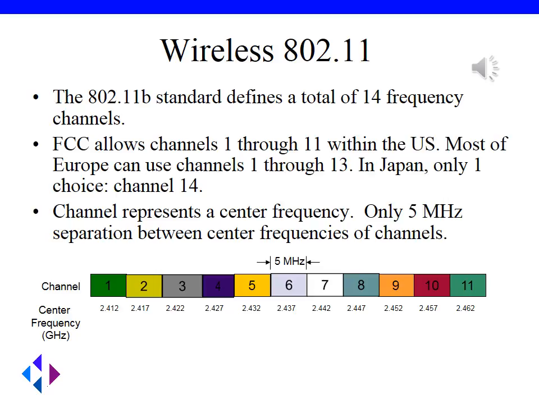Now, of the 14 that are allocated, in the US we're only allowed to use up to 11 of them, although Europe can use 13 of the channels, and in Japan they're only allowed one choice, and that's channel 14. A channel represents a frequency or center of a frequency, and there are 5 megahertz of separation between the center frequencies of each channel.